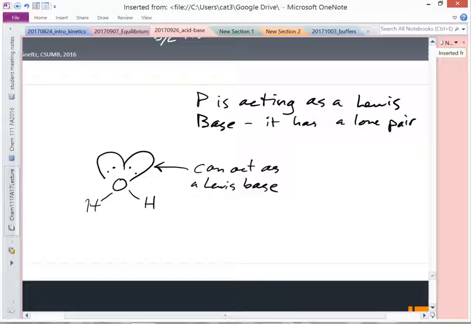So if you had, let's say, another water, if you're in liquid water, the hydrogen bond is often drawn as a dotted line, so let's do that.